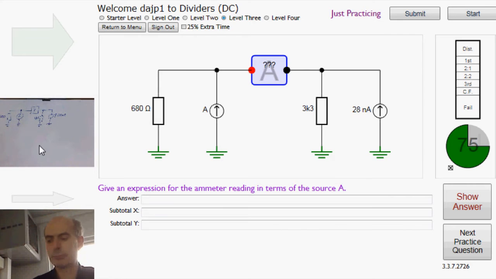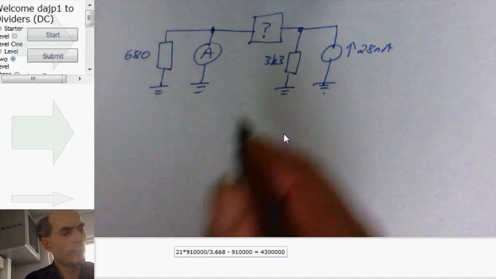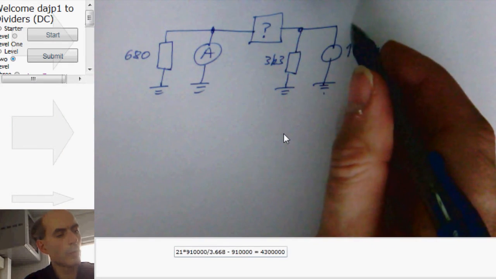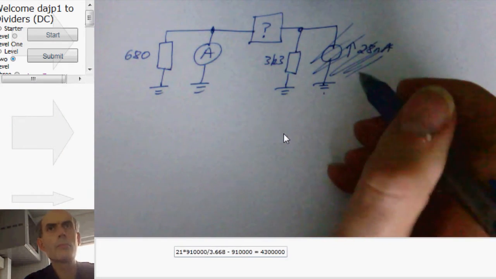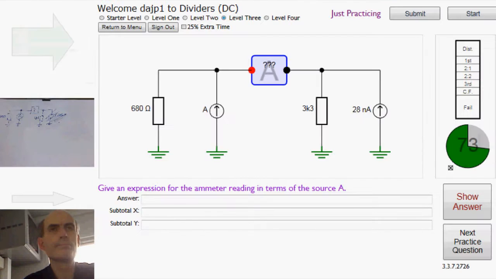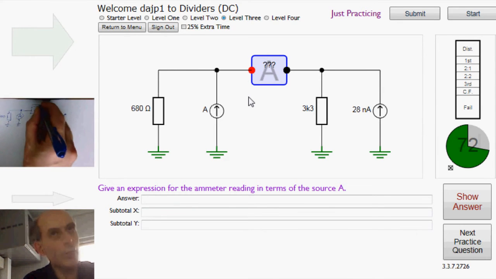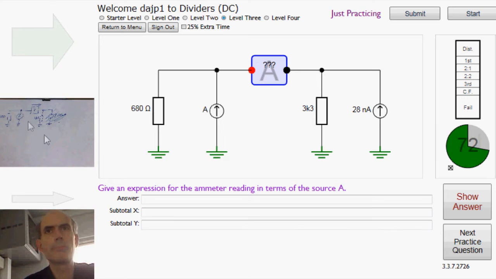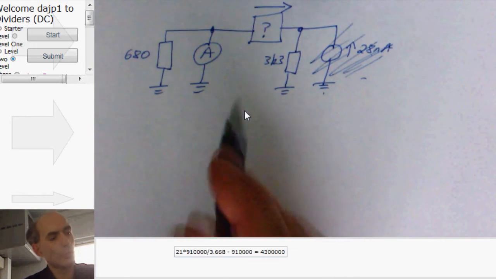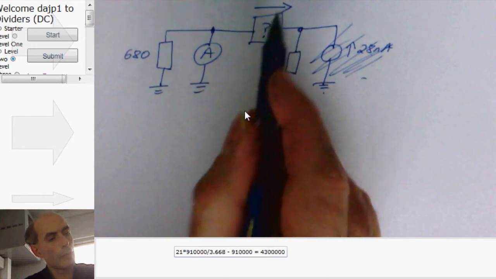Right. First thing, let's ignore this current source here. Another thing I need to know: which way round is the ammeter? The ammeter has its red terminal here and black terminal there, so it's measuring the current in that direction. Okay, right, ignore that current source for now and solve for the current flowing through the ammeter.